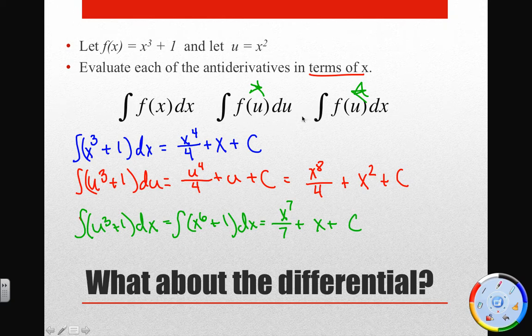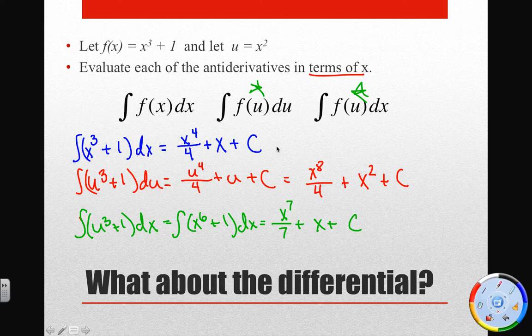F of u du just says, find the antiderivative with respect to u, and then substitute in for x. But the last one here says, find the antiderivative with respect to u, given a different u function, so substituting in x squared. So really pay attention to how different these are. They're not hard, but you just have to pay attention. This is why I said pay attention to the differential. What are we taking the derivative with respect to?